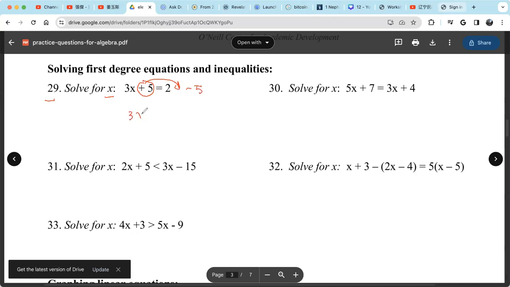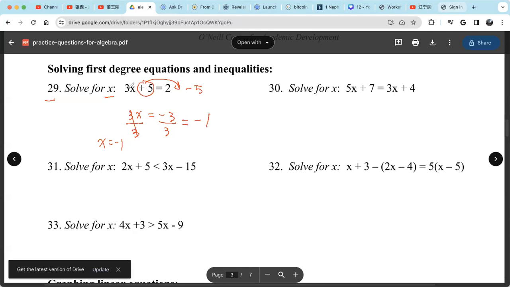So then on this side I have 3x left. 2 minus 5, negative 3. Right? I know some of you are taught to subtract 5 on both sides, which is exactly the same principle. Now I have 3x equals negative 3. I want to change 3x to be 1x. So how do I do that? I divide by 3, right? Because 3 divided by 3, that's 1. Then negative 3 divided by 3. Well, negative divided by positive, still negative. 3 divided by 3, that's 1. So x equals negative 1.